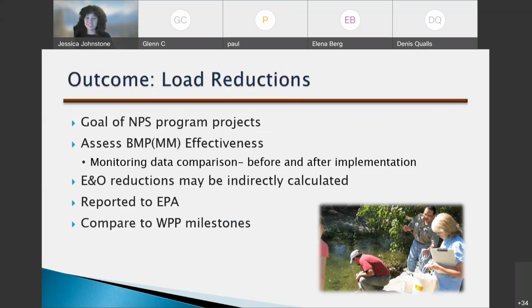The ideal outcome for all of us is to achieve pollutant load reductions in your watershed. So that's our goal. I know that's yours as well. That looks like assessing your BMP effectiveness once your plan is approved and you're making action on the ground. A lot of times that looks like on-the-ground monitoring before and after implementation, or upstream and downstream of a structural BMP. Education and outreach reductions may be indirectly calculated. We have a few examples now of load reductions being calculated through changed behaviors reported before and after education and outreach programs. The load reductions are reported to EPA through us, and they can be used to assess WPP milestones.